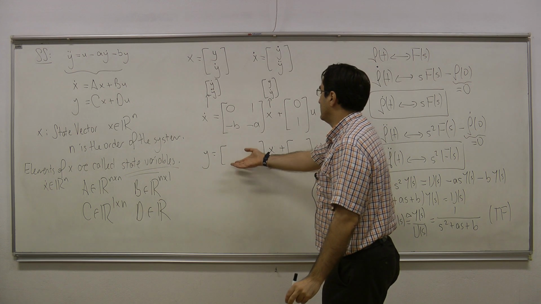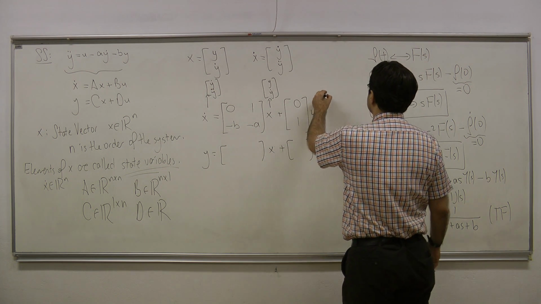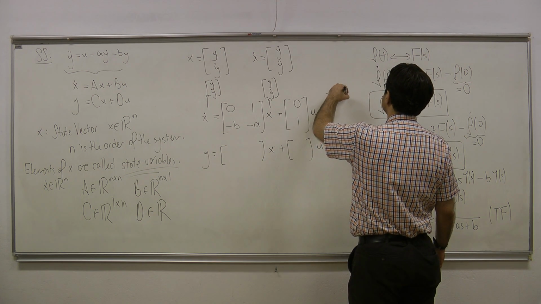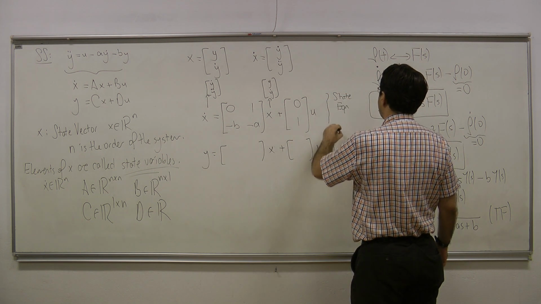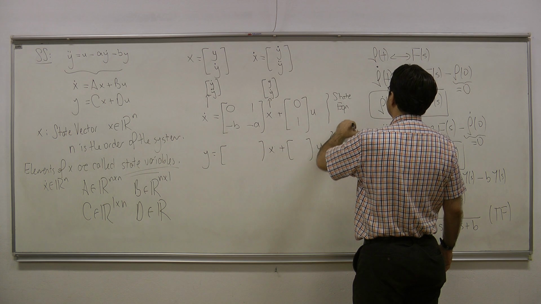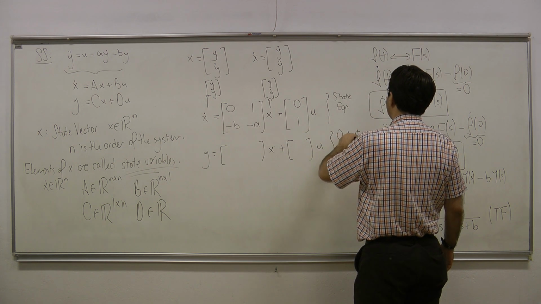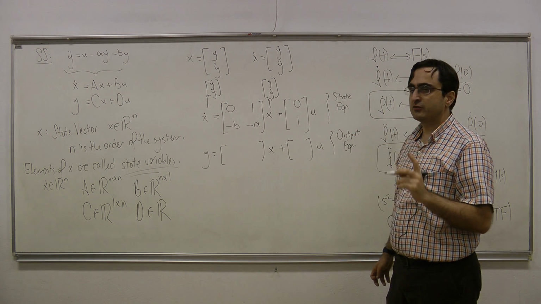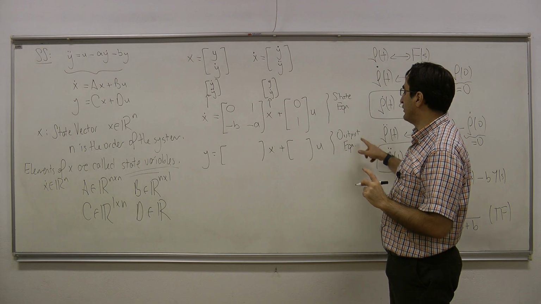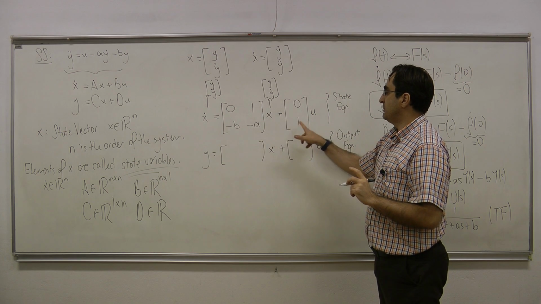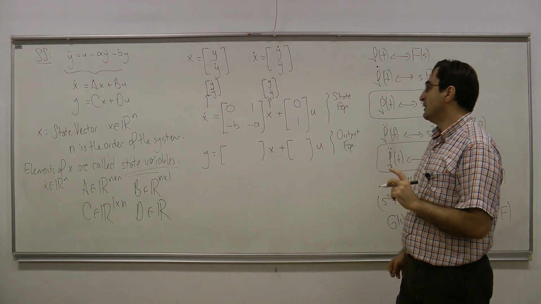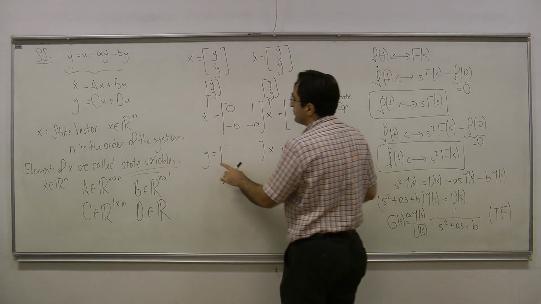And what about the output equation? So this is called the state equation, and this is called the output equation. A state space representation is composed of both the state equation and the output equation, and we need to find A, B, C, D here. So what about the output equation?